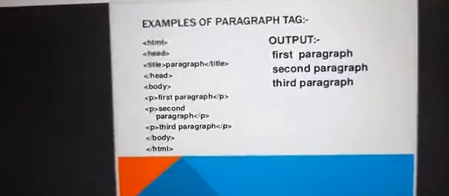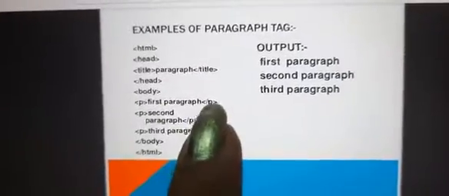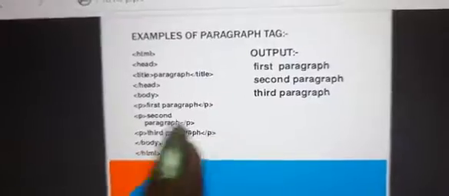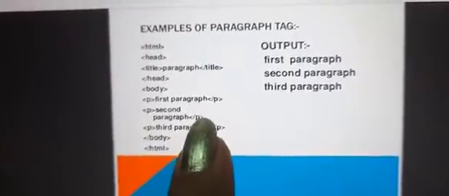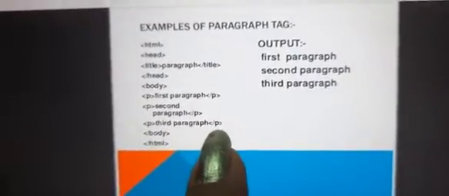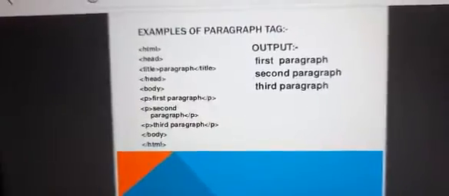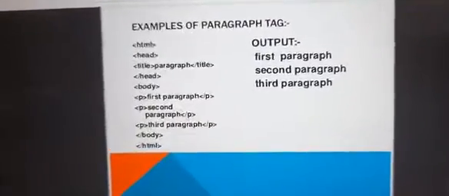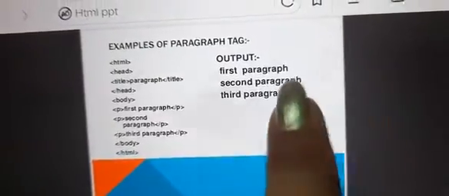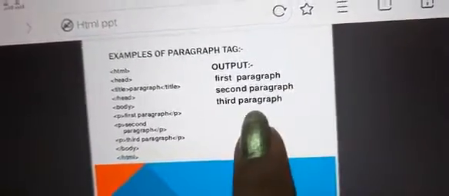You can see the example of this paragraph tag. P first paragraph, P is closed. Next P is the second paragraph and next P is the third paragraph. So in a simple program you can use multiple paragraphs. Here you can see the first paragraph, after that the second paragraph, the line is changed, and then the third paragraph is different.